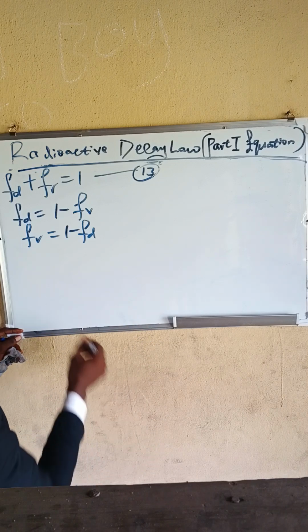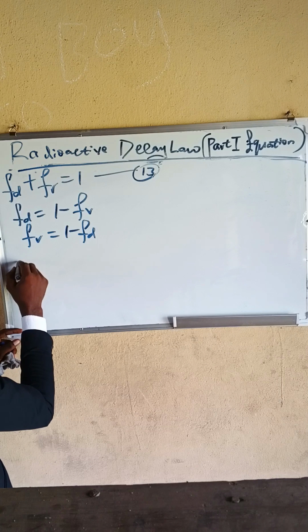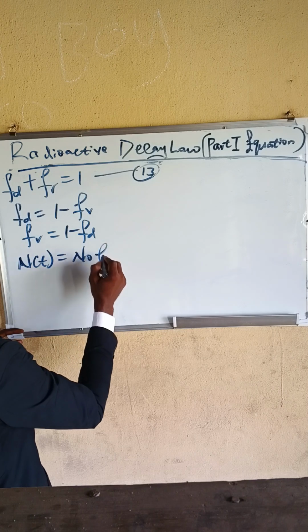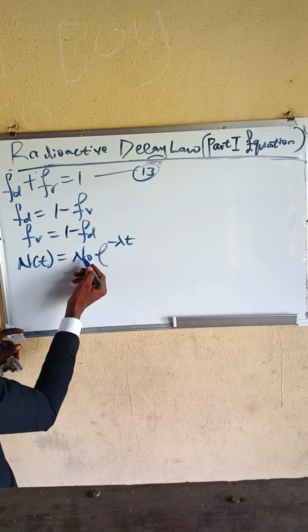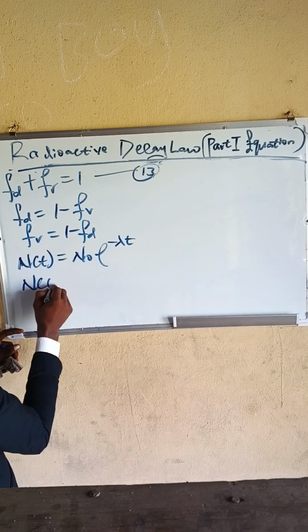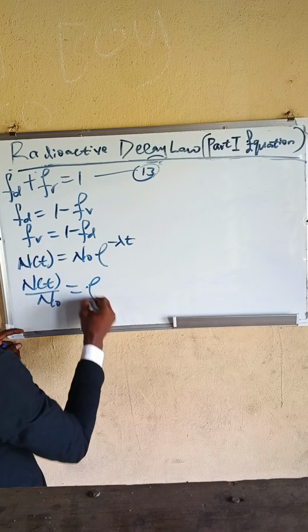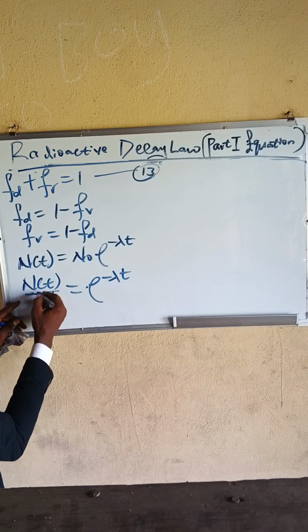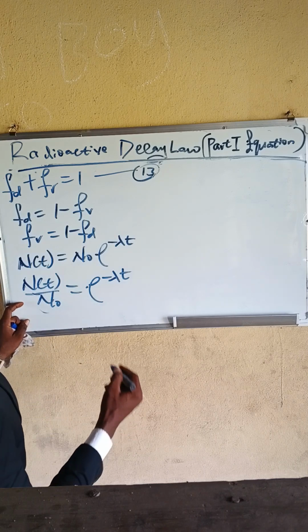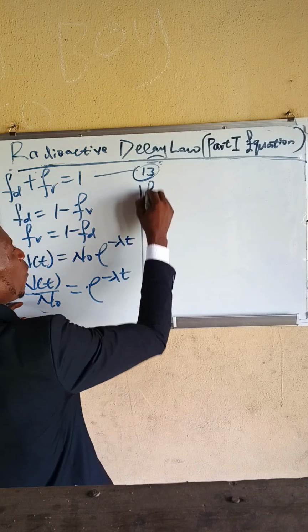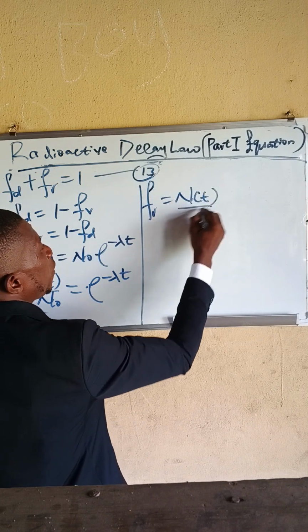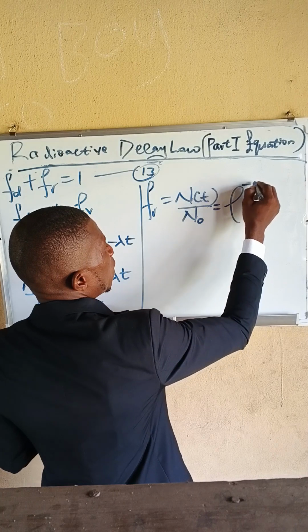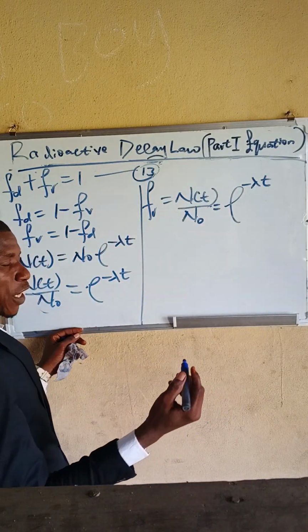So, knowing fully that n of t is equal to n naught exponential negative decay constant t, when we divide both sides by n naught, you're going to have n of t over n naught give you exponential negative decay constant t. So the number of nuclei remaining over the original number of nuclei will give you the fraction remaining.